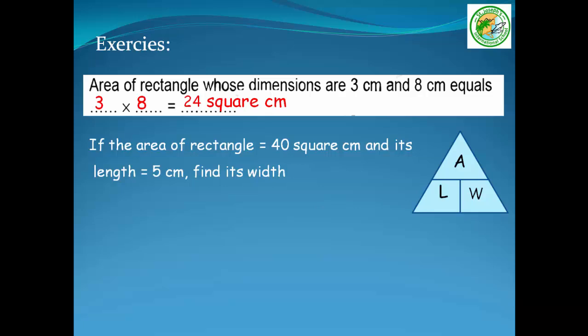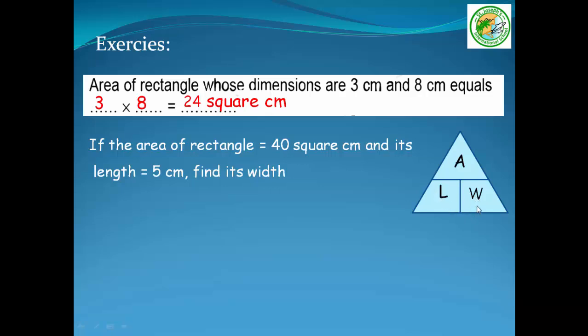To get the area, you must hide the area. So area equals length times width. What about if we have the area and we want to get the length? The length is unknown. What will we do? We will hide the length. So the length will be equal to area divided by width.